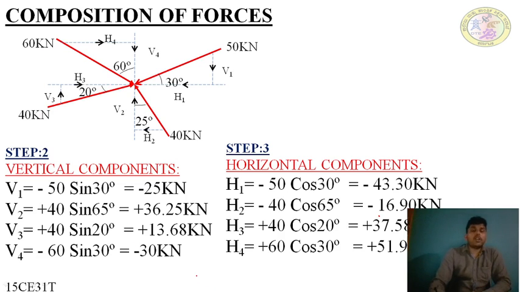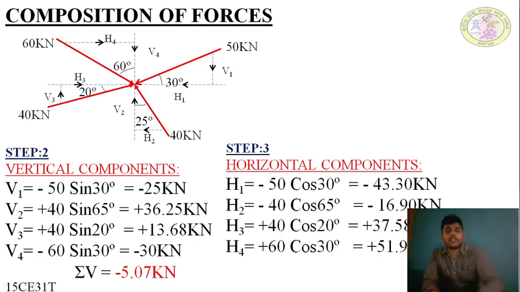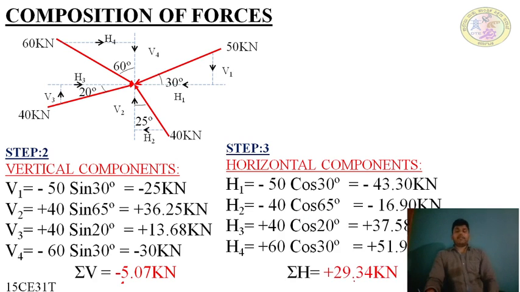Now calculate all the forces. Summation of all these forces will get sigma V, and summation of all these forces will get sigma H. Now calculate the sigma V and sigma H by adding all this. We will get minus 5.07 kilonewton in sigma V and minus 29.34 kilonewton in sigma H. Now only we can decide the resultant direction, which quadrant it lies in.